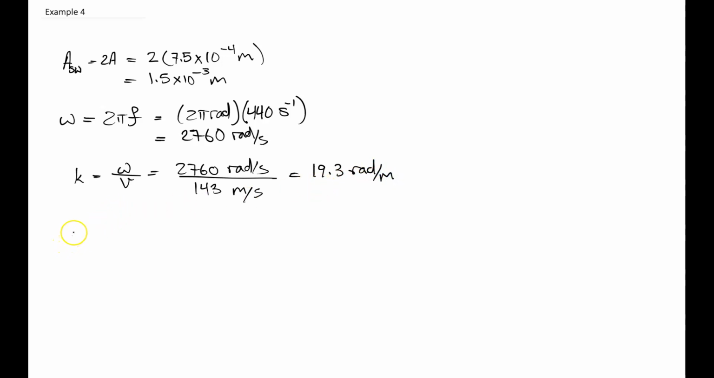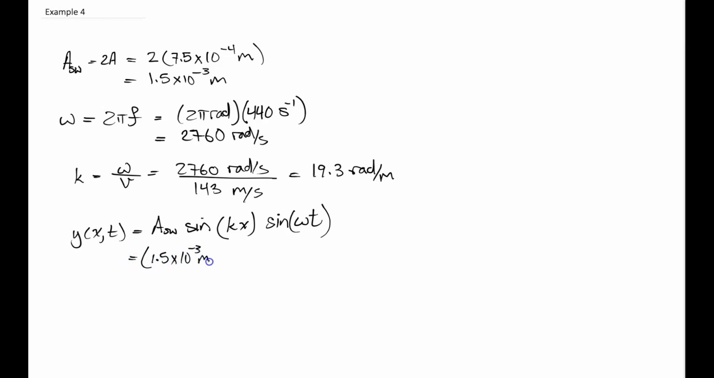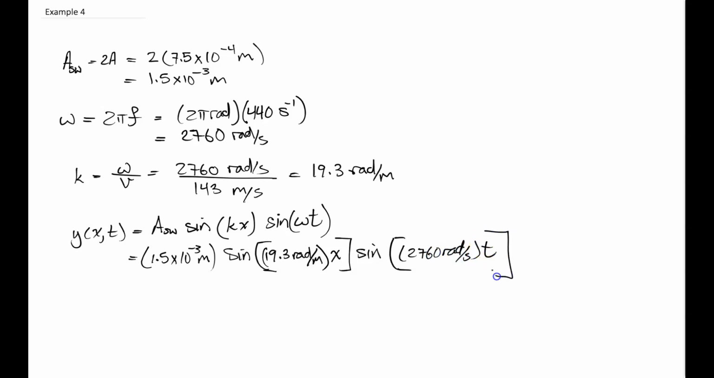And now if we use the general equation for a standing wave, which is the amplitude of the standing wave times sine kx sine omega t, we can say that this is 1.5 times 10 to the -3 meters sine of 19.3 radians per meter x times sine of 2760 radians per second times t.